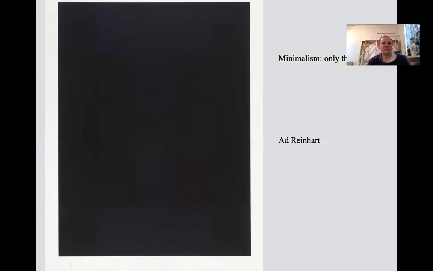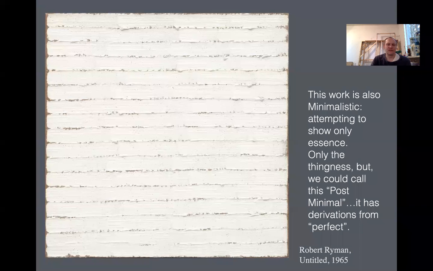This is pretty minimal right here. If you look really closely though, you can see that in the middle of the painting, there's a giant eye. It goes from top to bottom. So you can see there's this just tiny change in color. And that's kind of the only variation happening within the painting. So this is kind of minimalistic, where it's just trying to show the essence of what a painting is. You know, only the thingness of this individual painting. We could call this post minimal.